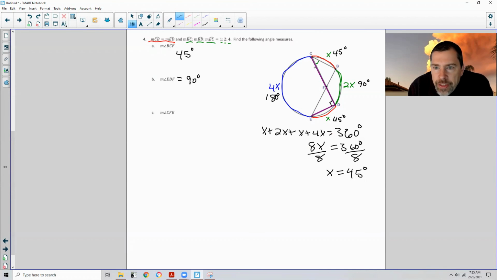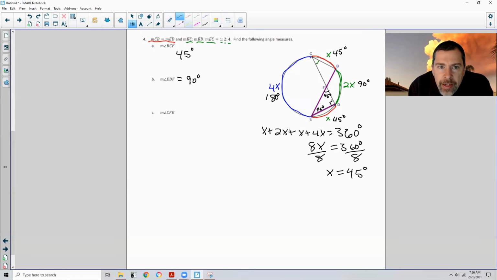And then the measure of CFE. CFE is right here. So let me move my marks now. So now I'm looking at this angle right here, like so. CFE, well, that's not a central angle or an inscribed angle. So what we need to do is go back to here. And I'm going to point out to you that we have a triangle down here. And if I move this over like so, this angle right here, BED, intercepts this 90-degree angle. And so therefore, this is a 45-degree angle. And therefore, this is 45 degrees. It's a 45, 45, 90 right triangle.